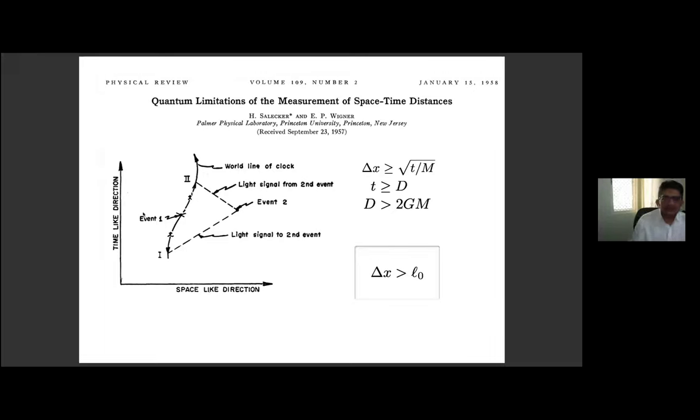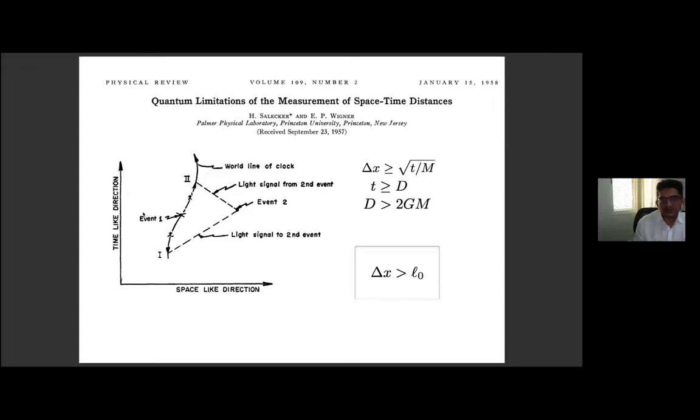And this is to give you a flavor that the kind of arguments which lead to the result that there is such an operational bound are based on essentially the process of measurements in curved spacetime.